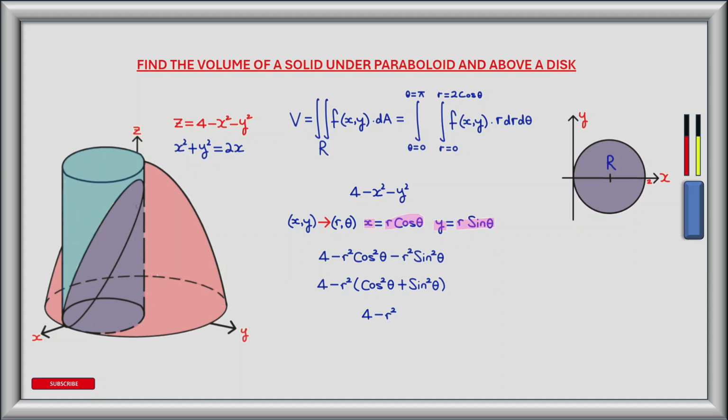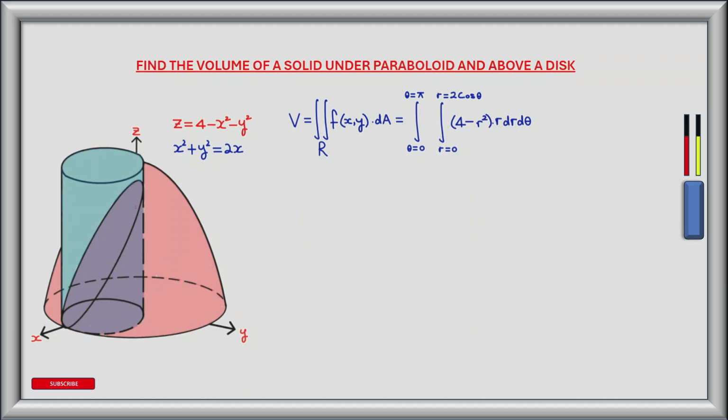So substituting in, we get 4 minus r squared cos squared theta minus r squared sine squared theta. Taking out the common factor of r squared, we're left with 4 minus r squared into the bracket of cos squared theta plus sine squared theta. And using the trig identity cos squared theta plus sine squared theta is equal to 1, we're left with 4 minus r squared, which is our height function in polar coordinates.